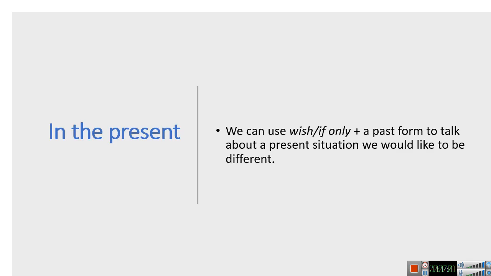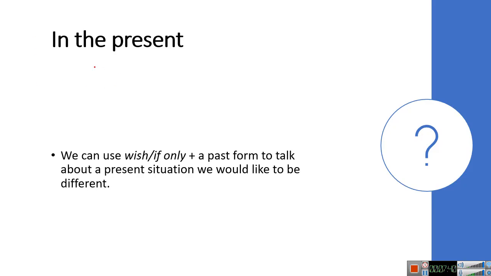Don't worry about that. So in the present, we can use wish and if only plus a past form to talk about a present situation we would like to be different. Notice how in the present I can use wish and if only. It doesn't matter. You can use whatever you like in the present. But it is important to add a form of the past simple. Let me give you an example. So let's make an example here.